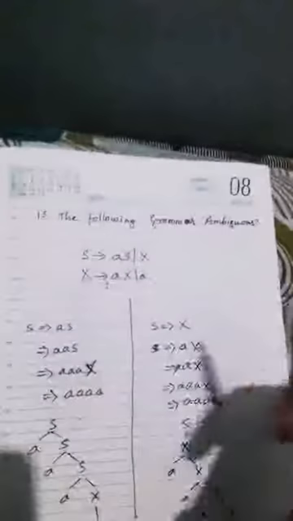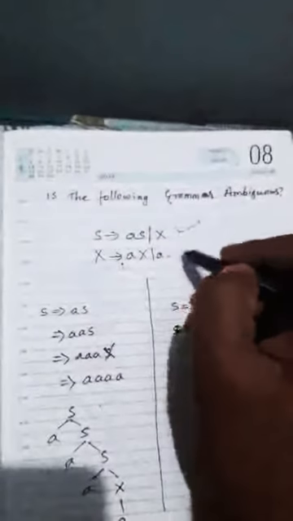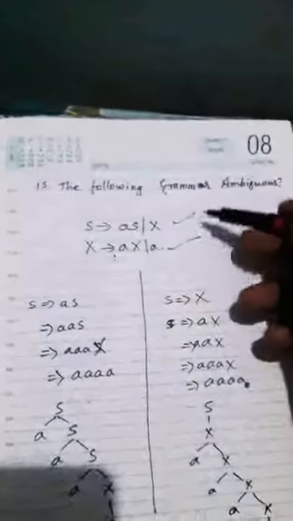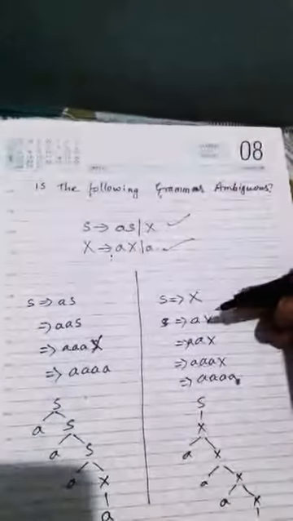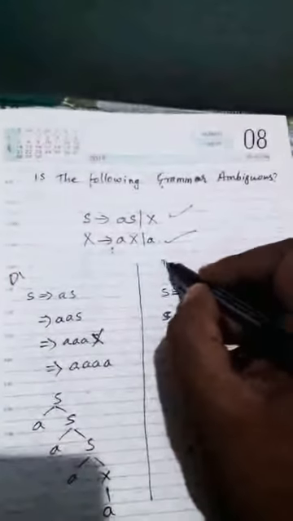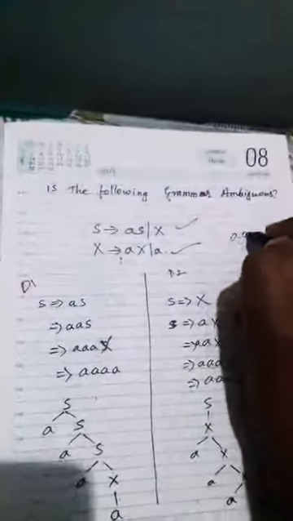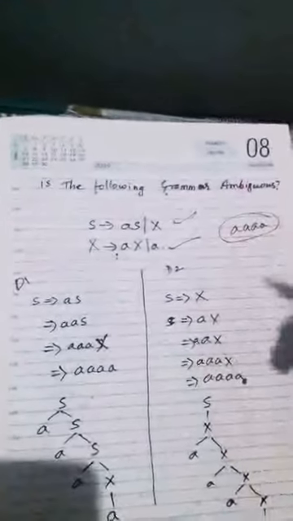Okay, see here, the question will be like this: is the following grammar ambiguous? They will give the grammar to you, and you have to check whether it is ambiguous. So now what I do, I will take two derivations, derivation 1 and derivation 2, to get the string, that is 4 A's I want to obtain.